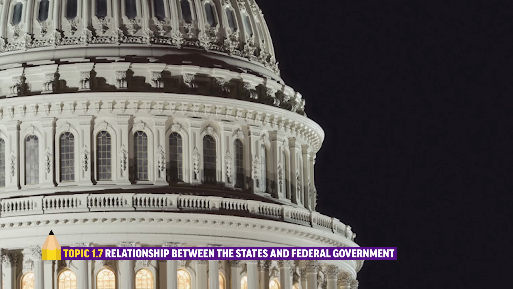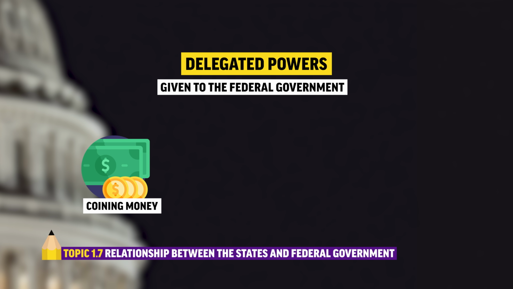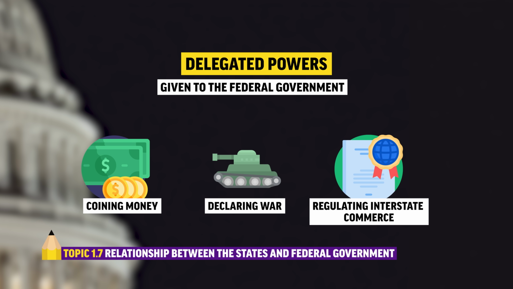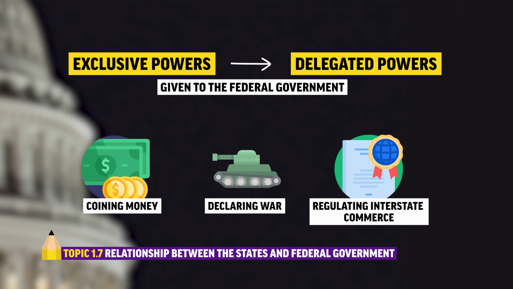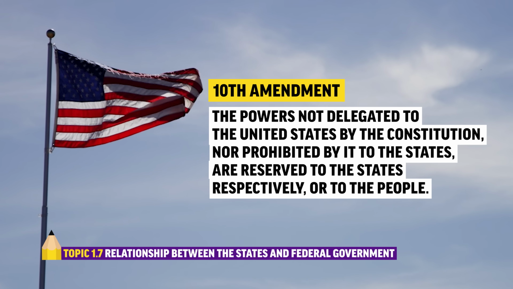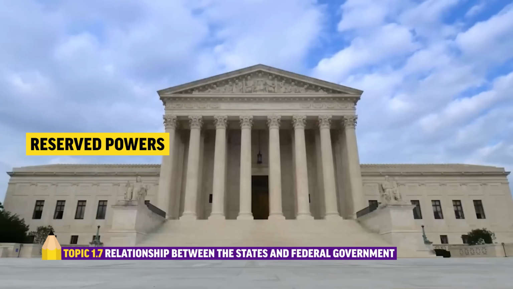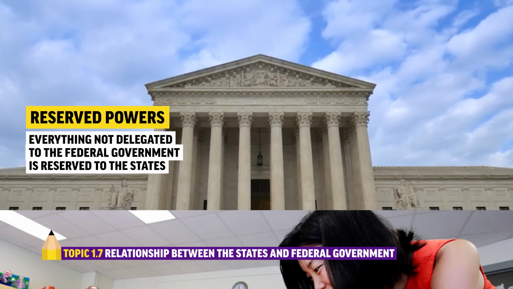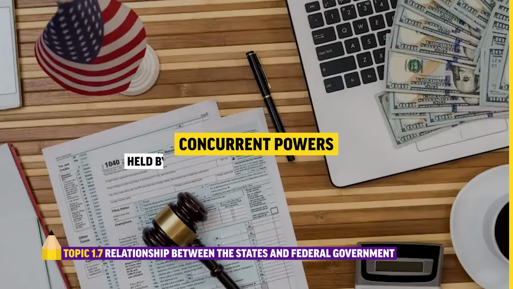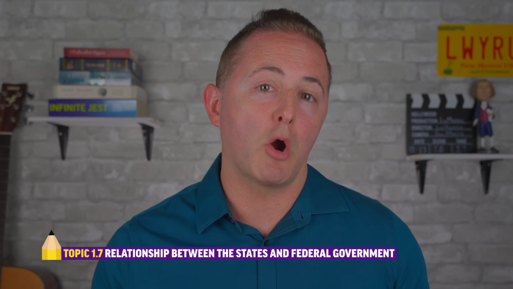But let's get specific. Delegated powers are powers the Constitution gave to the federal government, things like coining money, declaring war, and regulating interstate commerce. These are powers that belong only to the national government and are sometimes called exclusive powers. Everything not delegated to the national government or denied to the states is reserved to the states. There isn't a specific list. Instead, it's basically everything left over, including things like education, health and welfare, licensing, and a general police power. And concurrent powers are exercised by both the states and the federal government. They can both raise taxes and borrow money, for example.